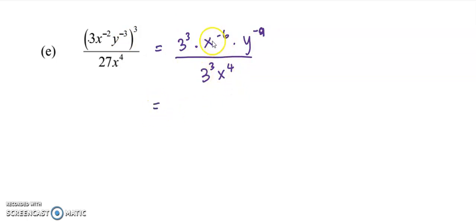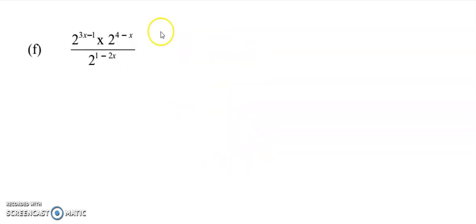Okay, so now you can see the index number which have the same base can be simplified. Which 3 power of 3, now I can cancel this all. Alright, and x power of negative 6, you can take the power negative 6 minus 4 because they are having the same base. We can apply the rules of indices. And y power of negative 9, nothing can be simplified, just copy down. And what do I have is negative x power of negative 10, y power of negative 9. That's it.